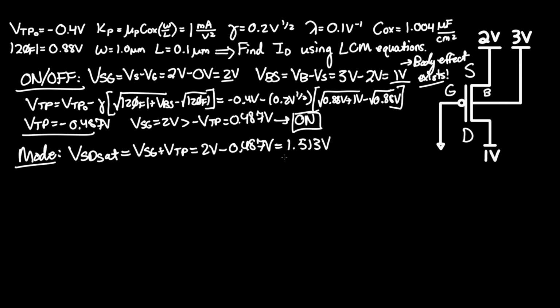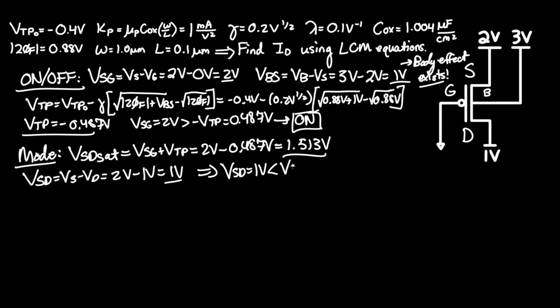1.513 volts. VSD, on the other hand, equals the usual VS minus VD, which is 2 volts minus, down here, this node is 1 volt. And that equals 1 volt. So comparing these two, VSD equals 1 volt, and that is obviously less than VSD sat, which equals 1.513 volts. So we can confidently assume that this MOSFET is in triode region.